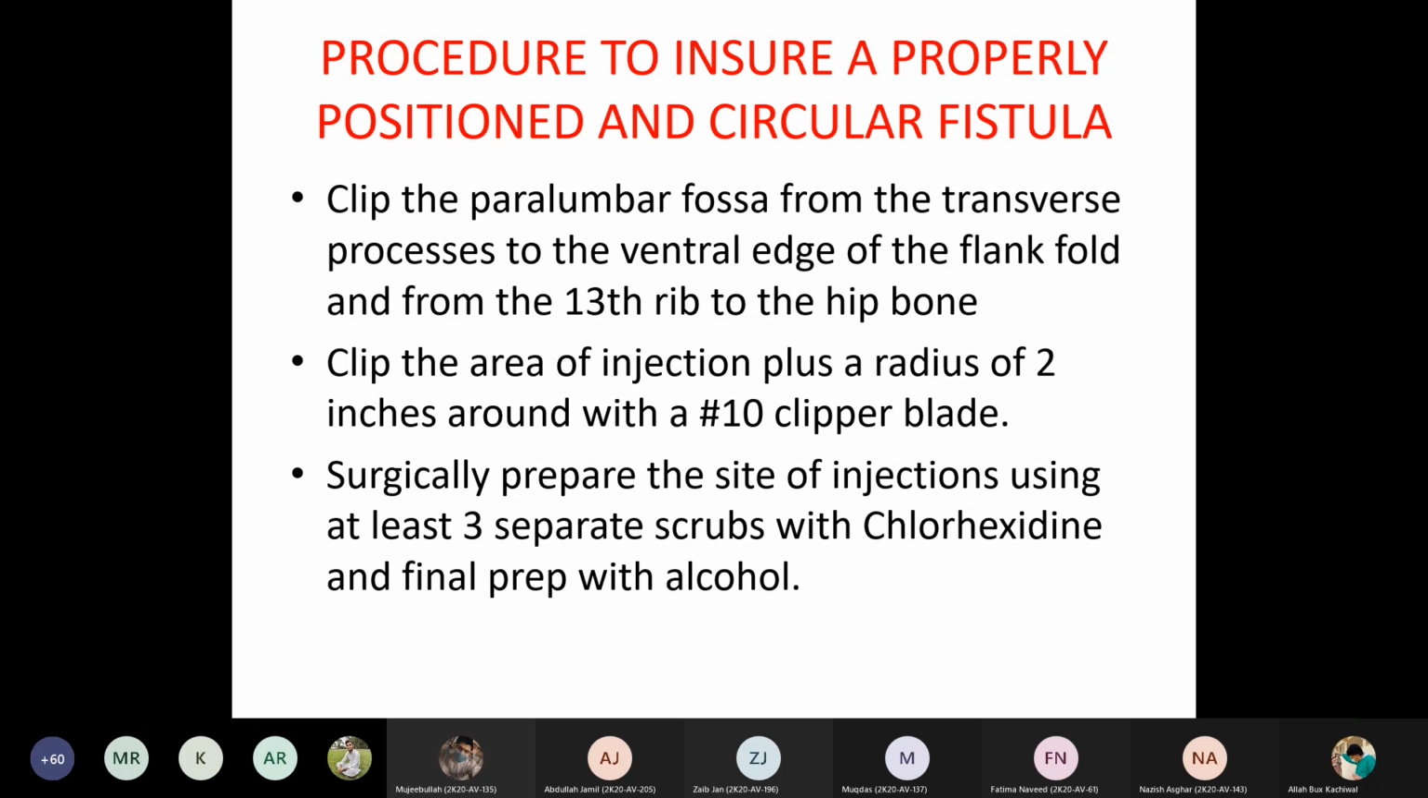Clip the paralumbar fossa from the transverse process to the ventral edge of the flank fold, and from the last rib to the hip bone. Clip the area of the injection plus a radius of 2 inches around with a number 10 blade clipper. Surgically prepare the site of the incision using at least 3 separate scrubs with chlorhexidine and finally prepare with alcohol.